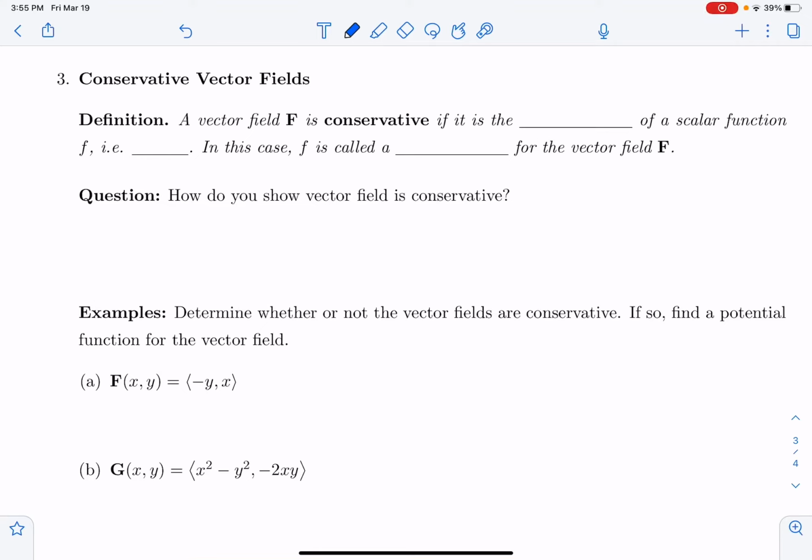One special type of vector field is a conservative vector field. So a vector field F is conservative if it is the gradient of a scalar function, little f. In other words, capital F is the gradient of little f.